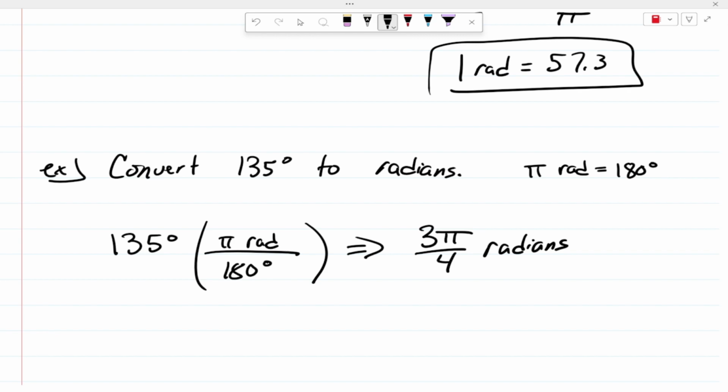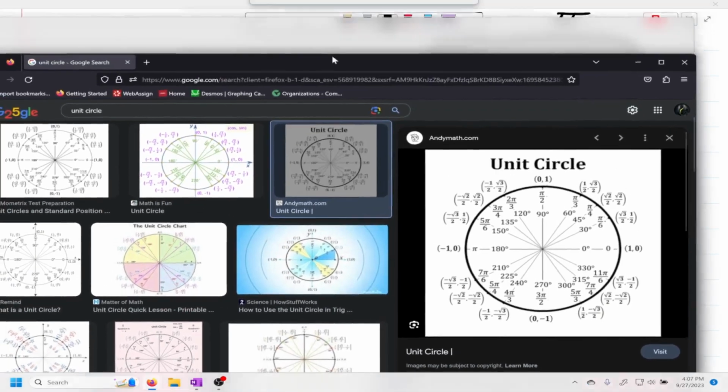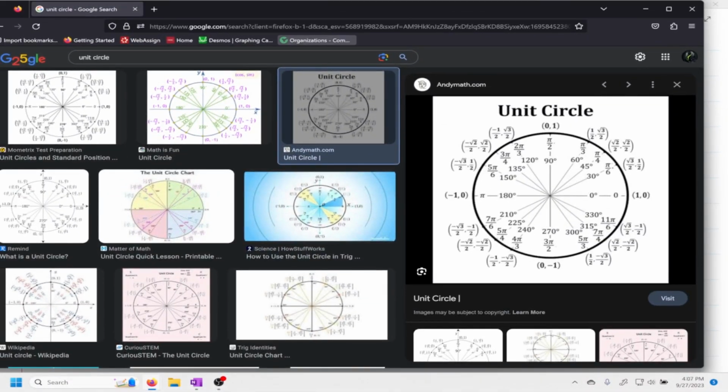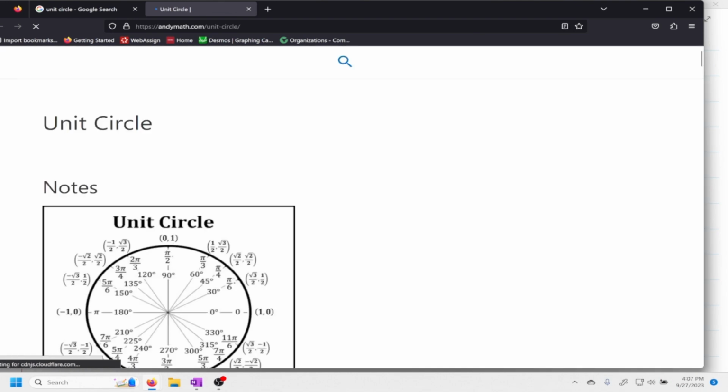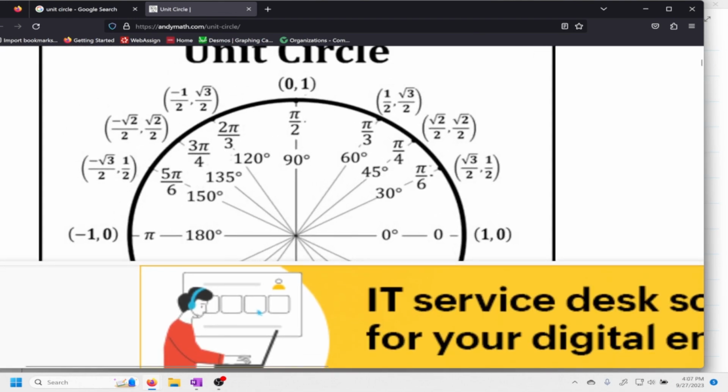Now, the one thing I am going to show you here is what we call a unit circle. Maybe you've heard of this before, maybe you haven't. But you're going to see this in trig. Let me move this down here. There we go. So on the right-hand side, actually here, we'll just zoom in. Hopefully it looks good on the screen.